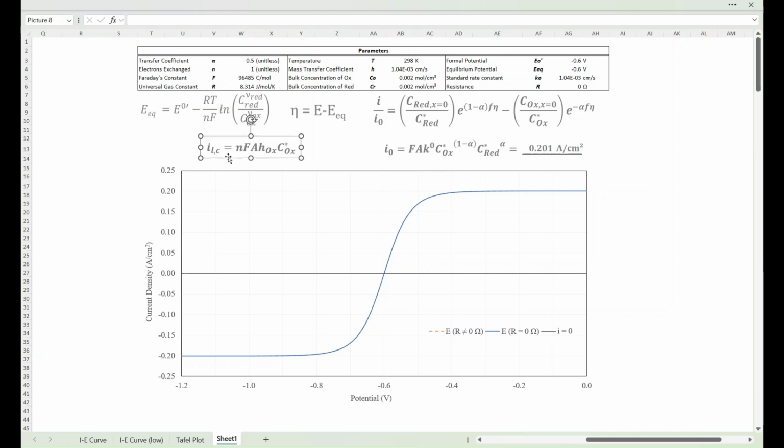It's also helpful to remember the limiting current, and here it's shown for the cathodic or the reduction reaction. You can see that it is directly related to the bulk concentration of our oxidized species through the mass transfer coefficient H. And then our exchange current density here is given, and it's directly related to our standard rate constant and our bulk concentrations. And we're currently sitting at a value of about 0.2 amps per centimeter squared.